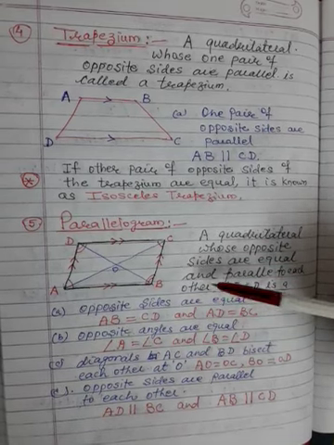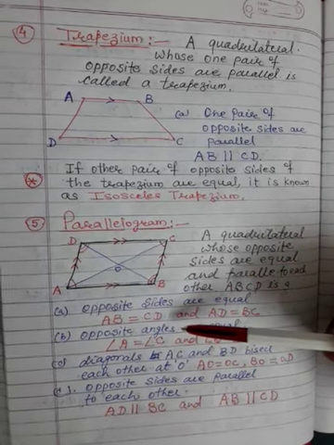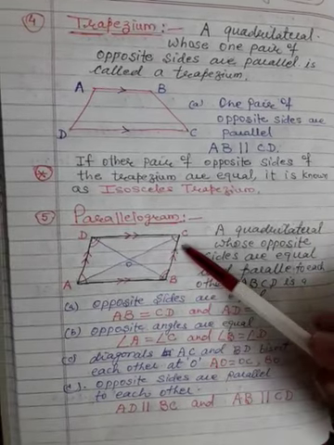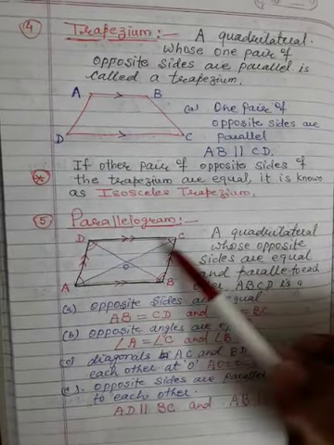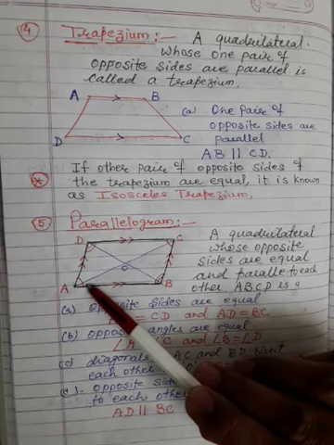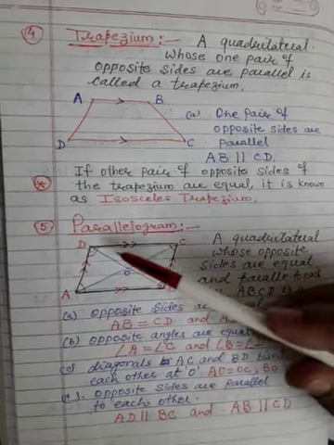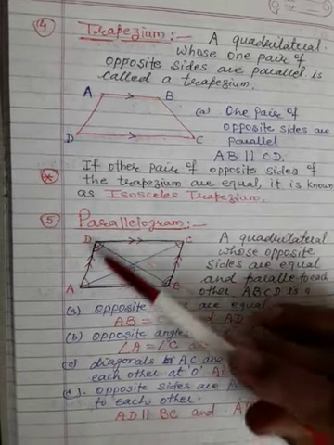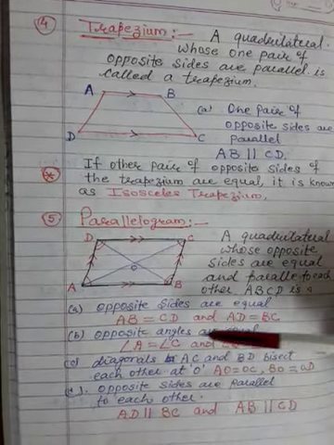Similarly, opposite angles are equal. Angle A is equal to angle C. These two angles look to be acute. Angle B is equal to angle D, which looks to be obtuse. So these two opposite angles are equal.